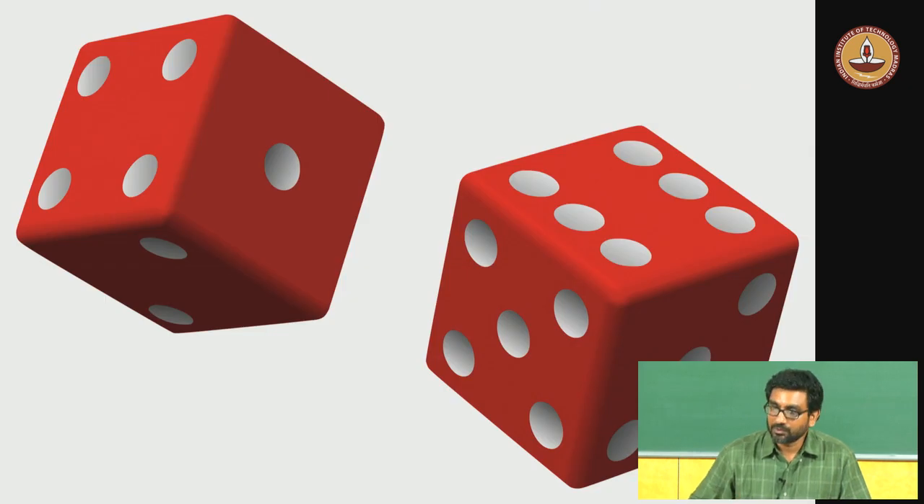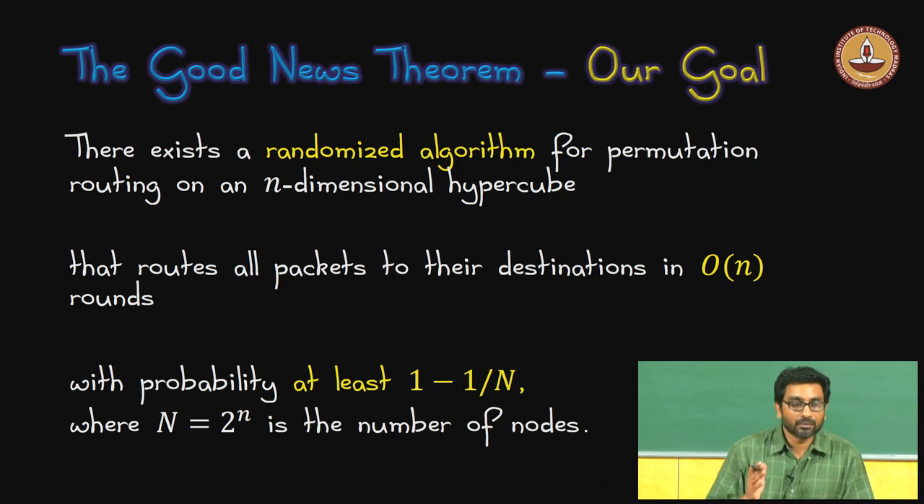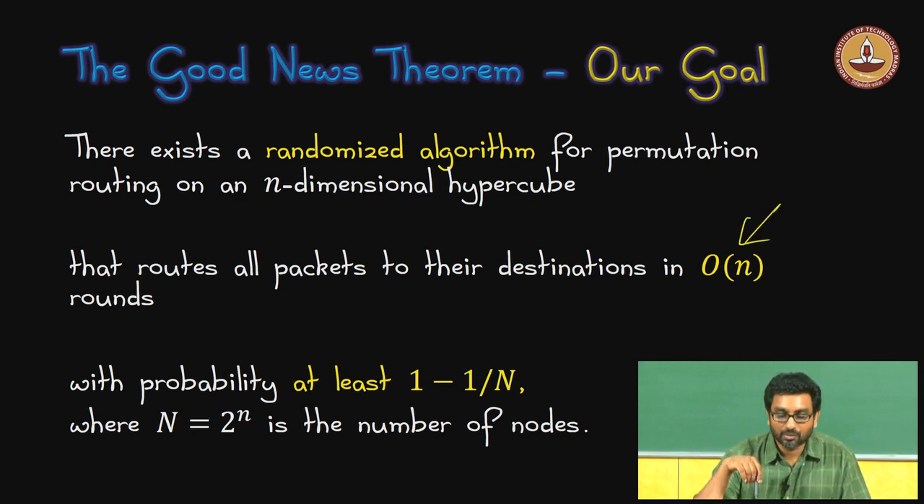So, what we did was we came up with a randomized algorithm. Our claim, which we haven't proved, but we hope to prove in today's segment, is that this randomized algorithm will complete permutation routing in O of n time, and that will succeed with high probability.